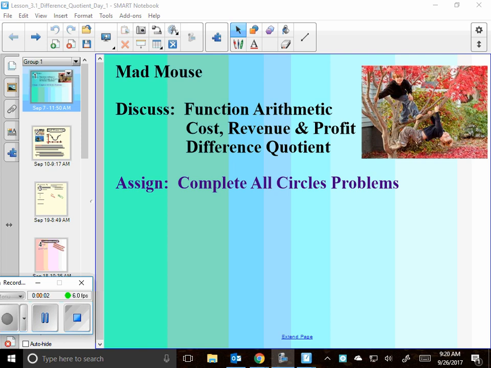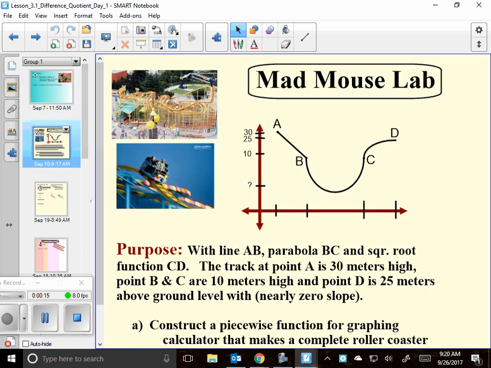Okay, so first off, what are we doing here? This is called difference quotient. Well, we actually did a little bit of this before, and we're going to have a lab associated with this, but it's about moving functions around.